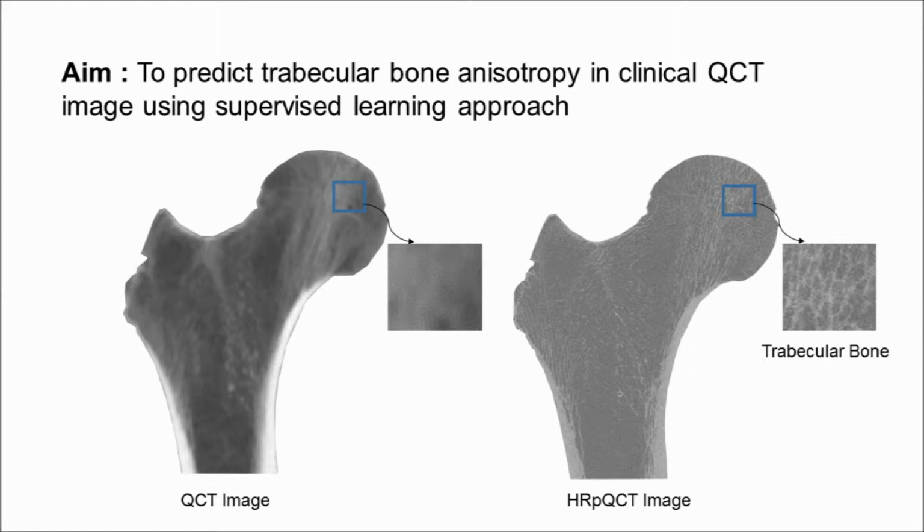In this slide, a QCT and an HR-pQCT image of a human proximal femur are shown. The zoomed region shows that the trabecular bone anisotropy is visible on HR-pQCT and not clearly discernible in QCT. The aim of the present study is to predict the trabecular bone anisotropy from clinical QCT images using supervised learning.